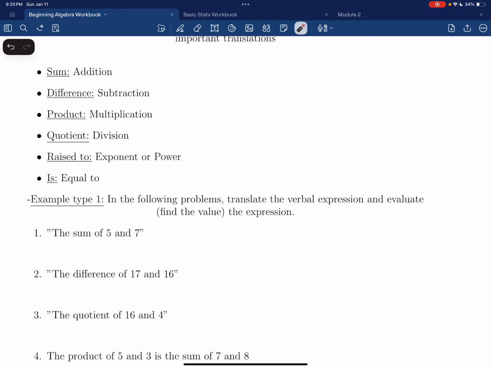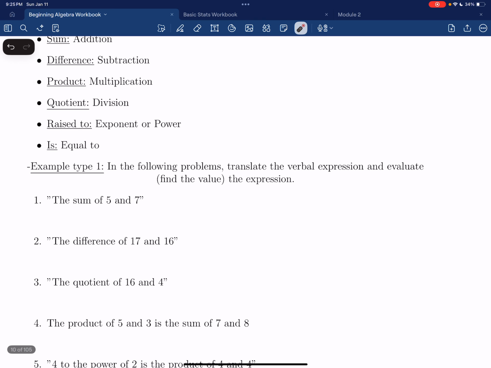The word sum means addition, difference means subtraction, product means multiplication, quotient means division, raised to means an exponent or power, and the word is means equal to.